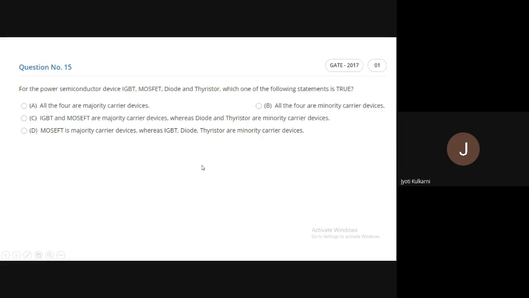For the power semiconductor devices IGBT, MOSFET, diode and thyristor, which one of the following statements is true? First option, all the four are majority carrier devices. Second option, all the four are minority carrier devices. Third option, IGBT and MOSFET are majority carrier devices, whereas diode and thyristor are minority carrier devices. And fourth option, MOSFET is a majority carrier device, whereas IGBT, diode and thyristor are minority carrier devices.